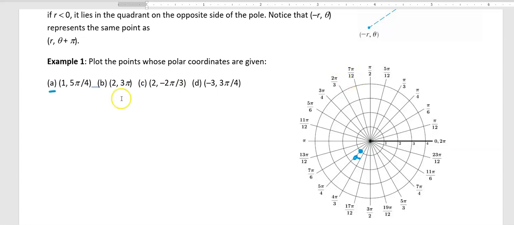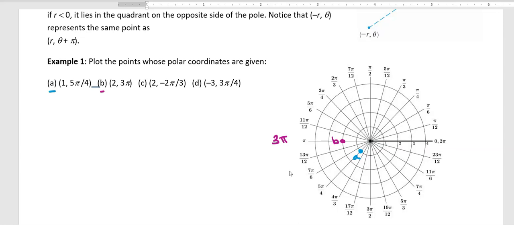Okay, the next one is going to be the point (2, 3 pi). Now we know that 2 pi is 1 full revolution around the polar system. So another half revolution would get us to 3 pi. So 3 pi and pi would go together. And then we would need to have a radius of 2. So that'd be the second circle out. So there's my radius of 2, and I'm going to label that as point B.